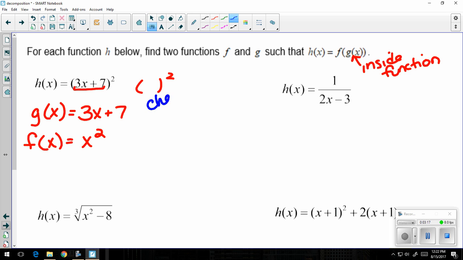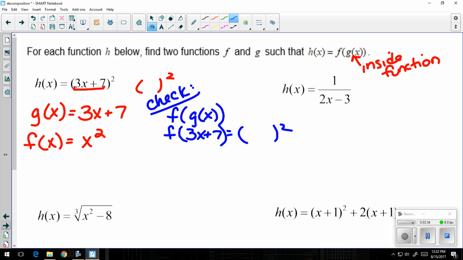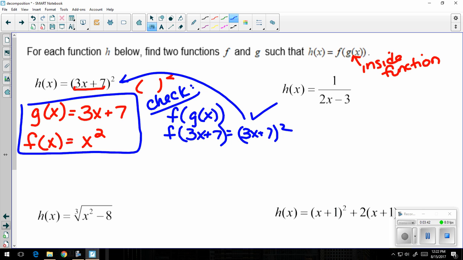Now remember, the nice thing is that you can check these because you can do the composition. F of g of x. So I want f of 3x plus 7. So f of x is x squared. This matches, so I did it correctly. There is my answer. Let's take a look at the one on the right.